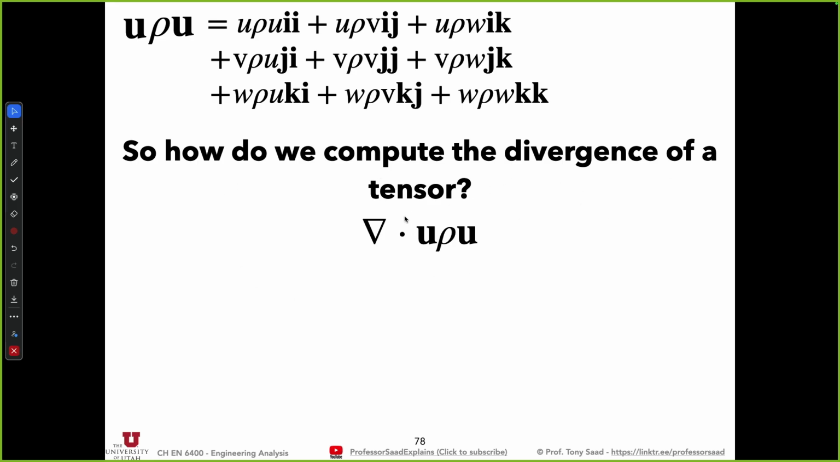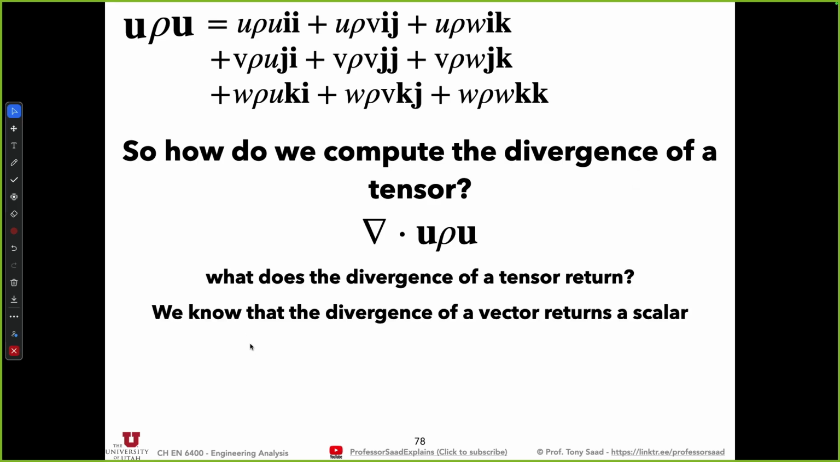So how do we compute now the divergence of a tensor? And this is where it gets really, really easy using this dyadic notation. Okay, now I want to do div u rho u. We know the answer already from the equation, but what does the divergence of a tensor, what should it return? What do you think it should return? We know that the divergence of a vector returns a scalar. What is the divergence of a tensor supposed to return?